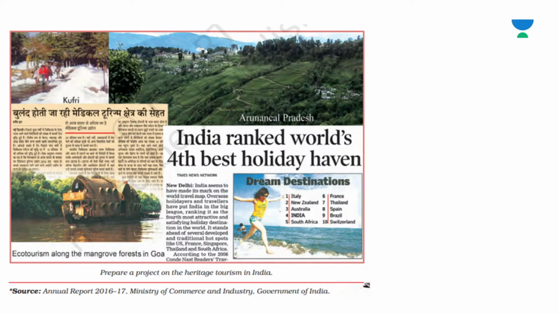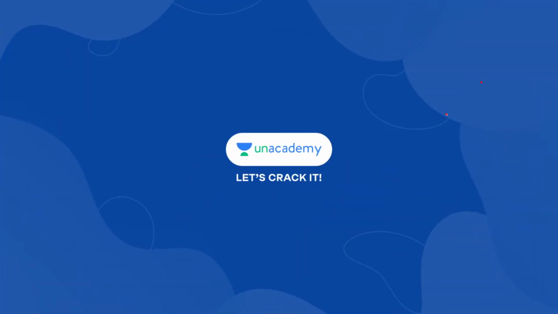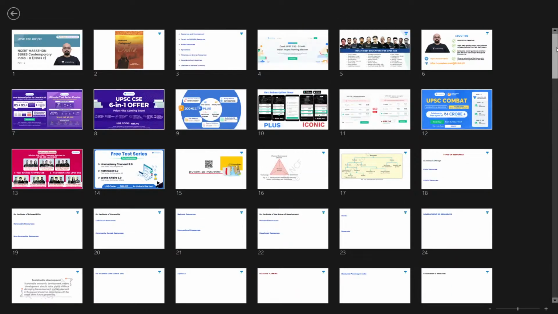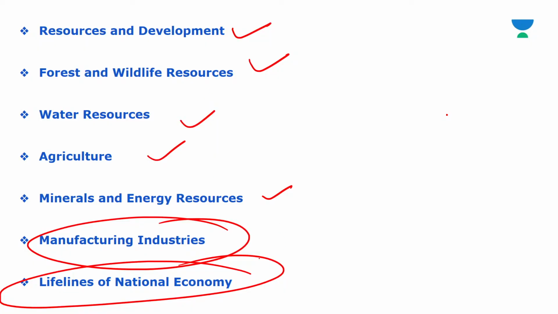So friends, this way we have covered all the topics of class 10th NCERT. We have discussed resources and development, then forest and wildlife resources, water resources, agriculture, minerals and energy resources, then manufacturing industries and lifelines of national economy.